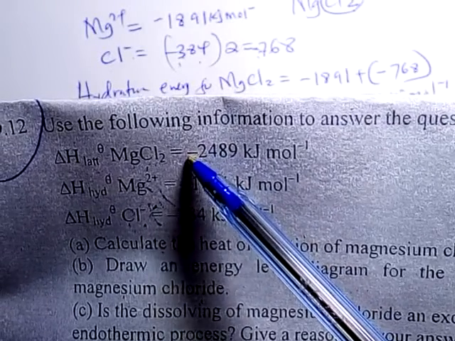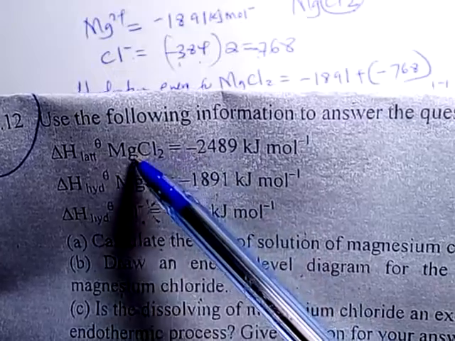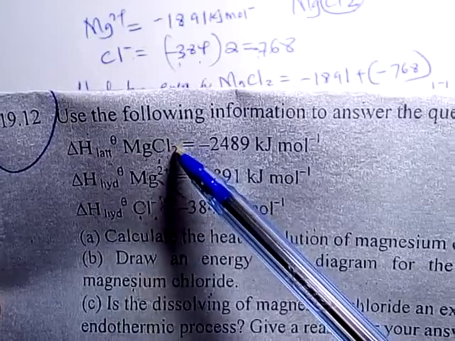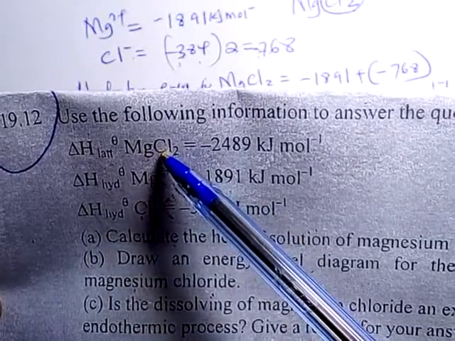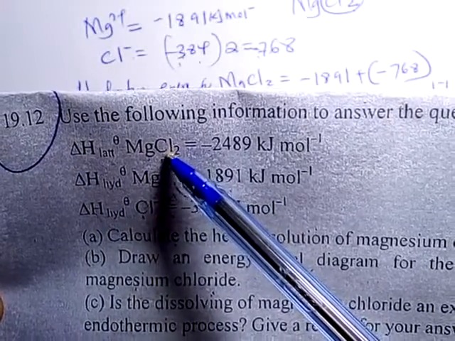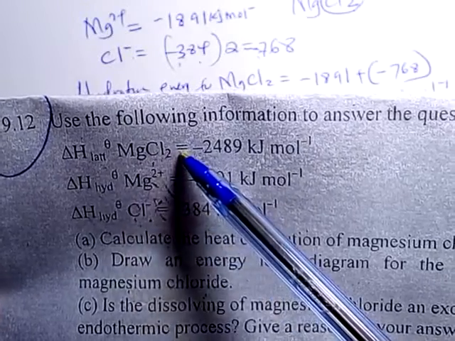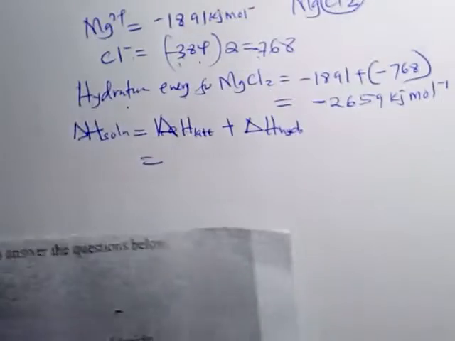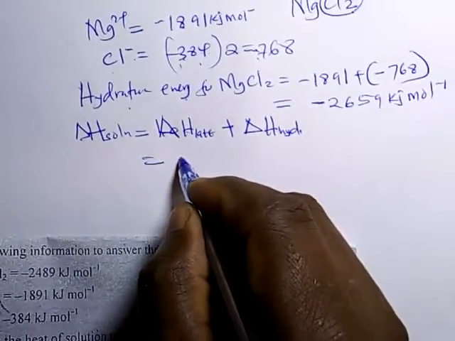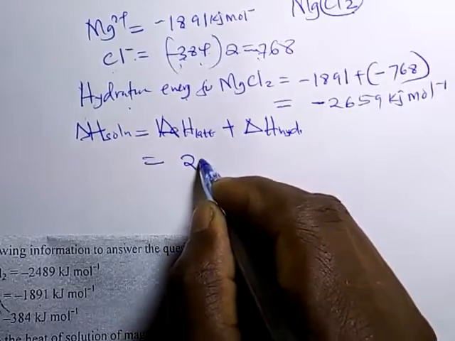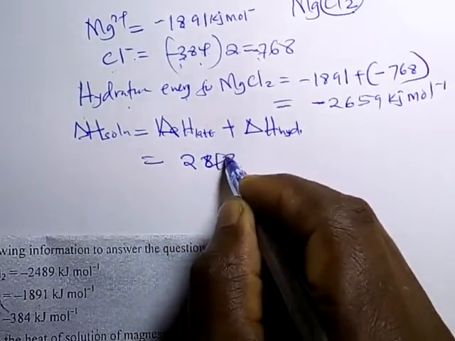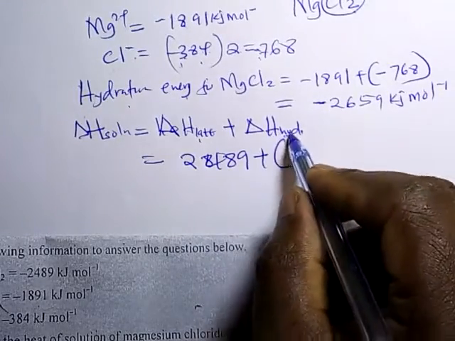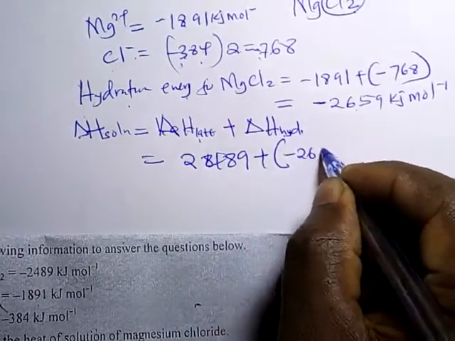You assume that it is not there, because when dissolving magnesium chloride in water, the first stage is that the bonds of magnesium chloride are broken, and bond breaking is endothermic. Therefore, this value is positive. So we put here 2489, which is lattice, plus hydration negative 2659.